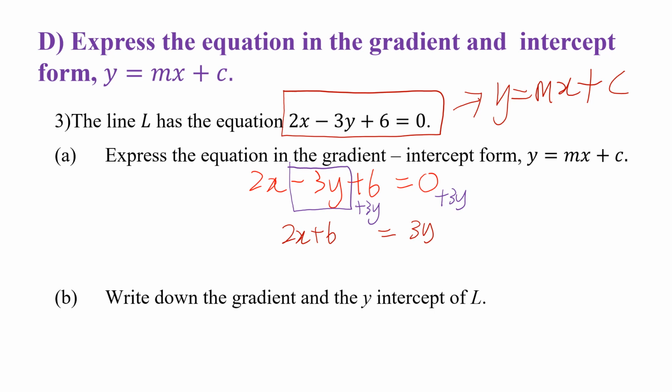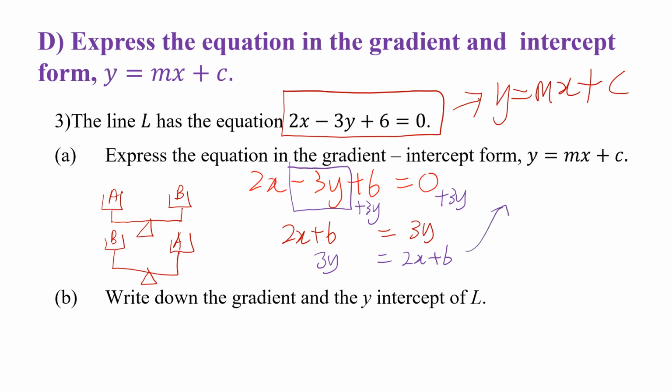Because I want to make y the subject, I'm just going to shift. It's like, have you tried playing seesaw before? If this is A, this is B, sometimes you may just want to change position. Sometimes you get too bored of sitting on one side and you tell your friend, hey, I want to go to the other side. Same thing for math. So I'm going to put 3y on the left hand side and 2x plus 6 on the right hand side.